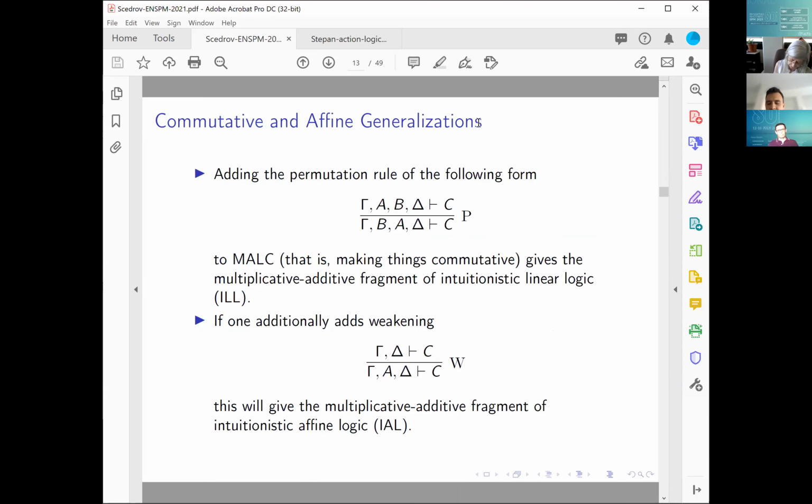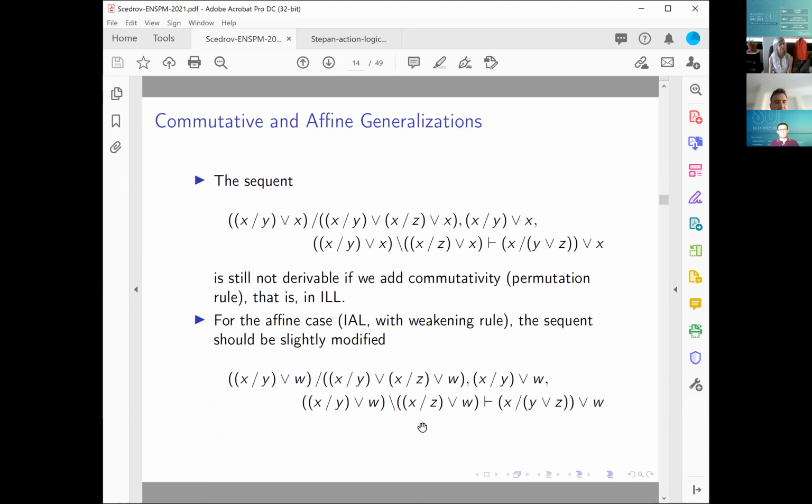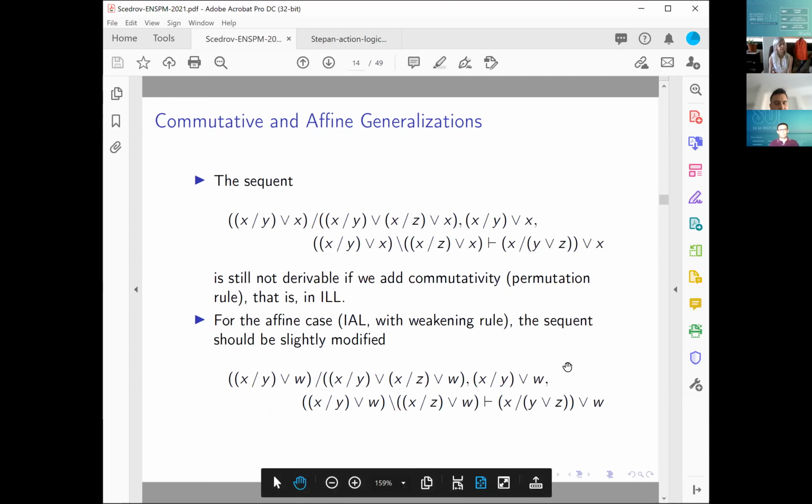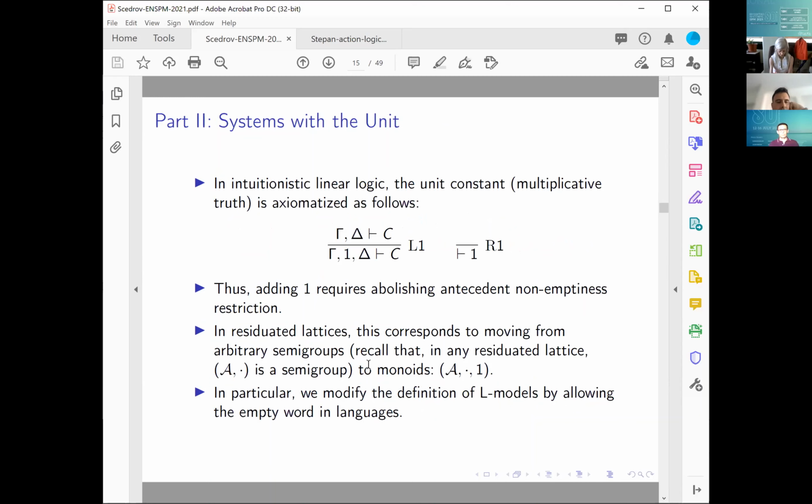And the amusing thing is that this continues to work for both linear, that is to say commutative, and affine generalizations. That is, if you add the permutation rule, which now allows you to permute all the things on the left, then you get intuitionistic linear logic. And this same example still works. The theorem is still the same. If we additionally add the weakening structural rule, this will give the multiplicative-additive fragment of intuitionistic affine logic. And in that case, the sequent needs to be slightly modified, but again, you get the same kind of theorem. Okay. All right, so that was our first adventure.